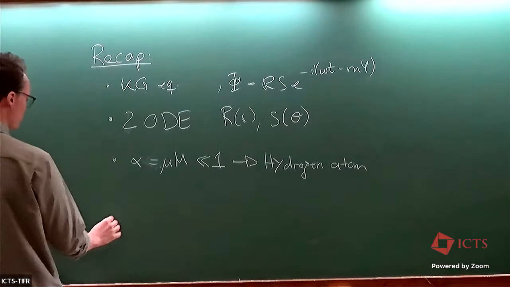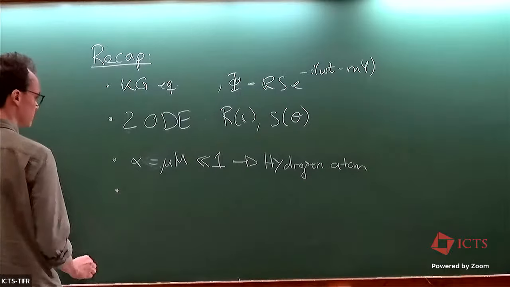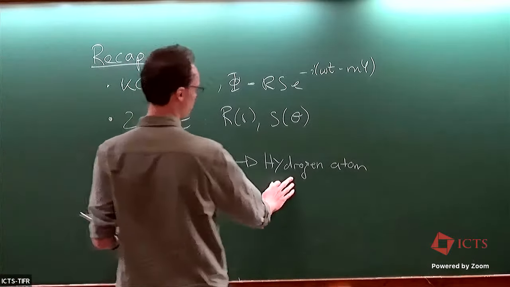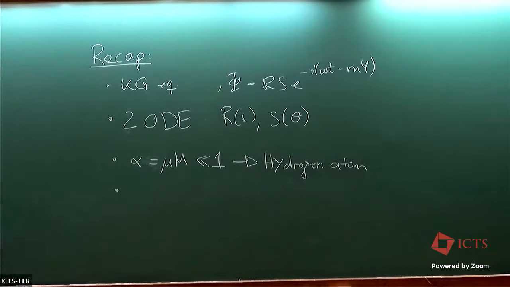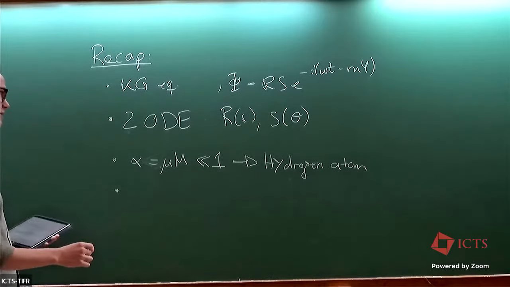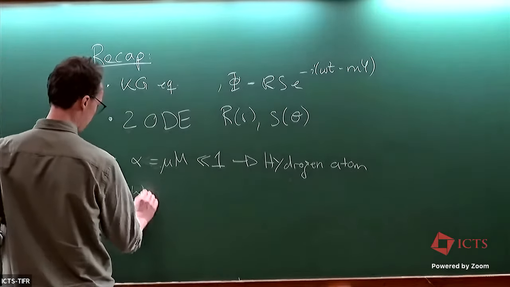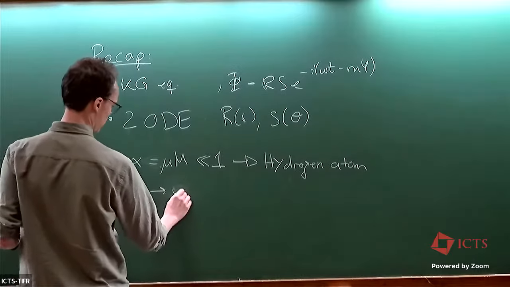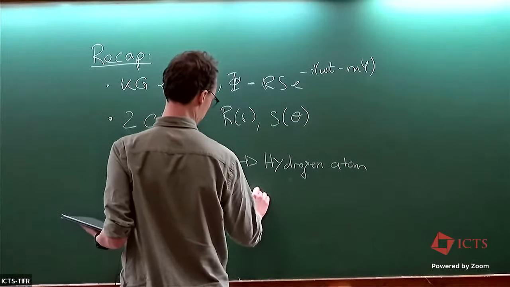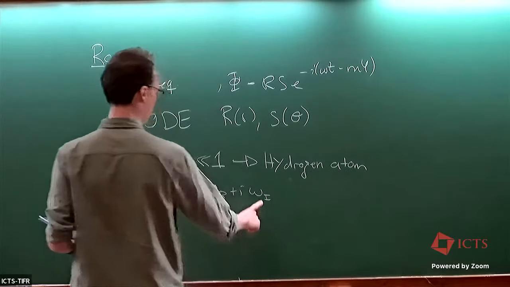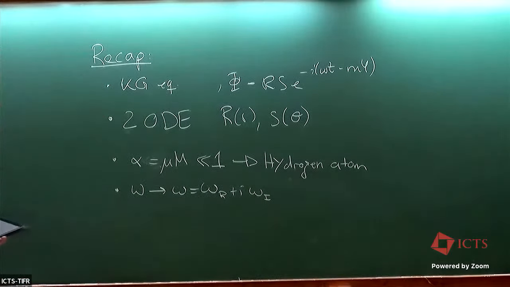Then going a bit further, we realized that the hydrogen atom isn't quite right because it doesn't satisfy the correct boundary conditions at the horizon. When we include the additional fact that the boundary conditions at the horizon are ingoing boundary conditions, we realized that the frequency omega was actually complex. It was then split into a real part plus some imaginary part, where the imaginary part controls the exponential decay or growth of any given mode.